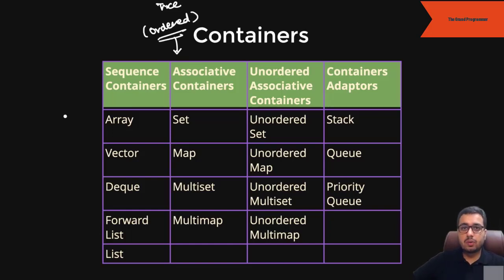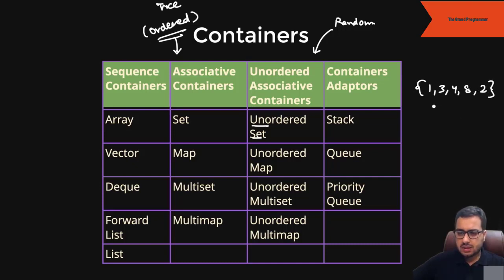And if you don't want to store sorted data, you want to store data in any random fashion, then we can use the unordered associative containers. So we have unordered set. Maybe we want to store a set of numbers 1, 3, 4, 8 and maybe 2. They are stored in a random order inside this data structure, and now you want to look up whether this number 2 is present or not. Then this unordered set is very fast. It will give you the results in almost order one time.